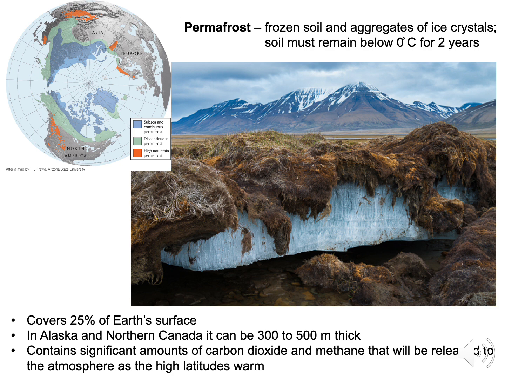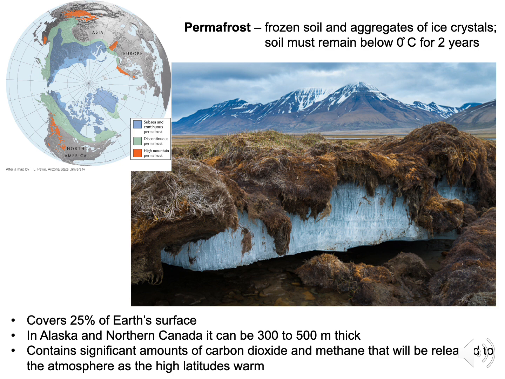In order for soil to be considered permafrost, the soil must remain below 0 degrees Celsius, so below freezing, for at least 2 years. Permafrost covers over 25% of the Earth's surface, so it actually covers a significant portion of the Earth's surface. And in locations like Alaska and northern Canada, it can be as much as 300 to 500 meters thick. Permafrost is becoming incredibly important as we understand how our climate changes, because as the climate warms, the permafrost is melting.